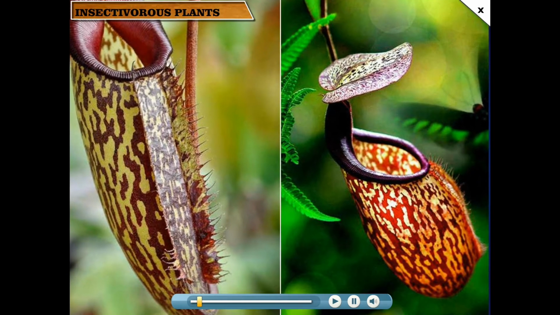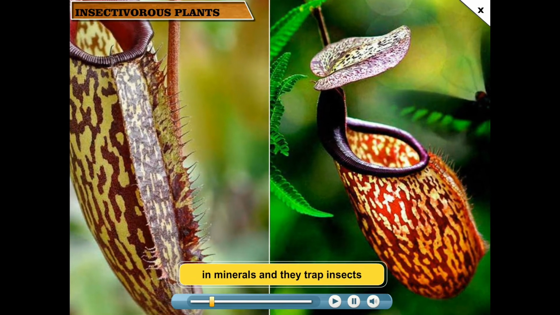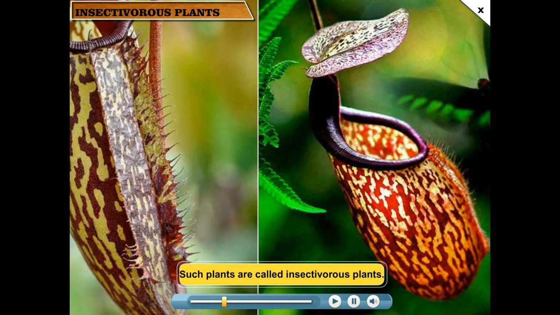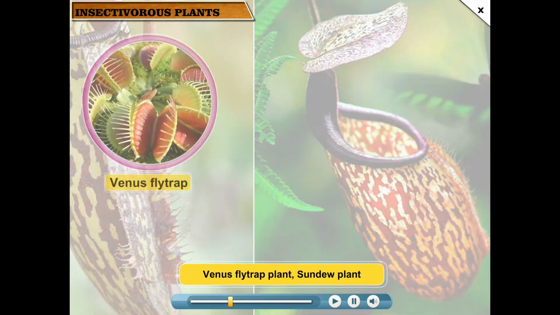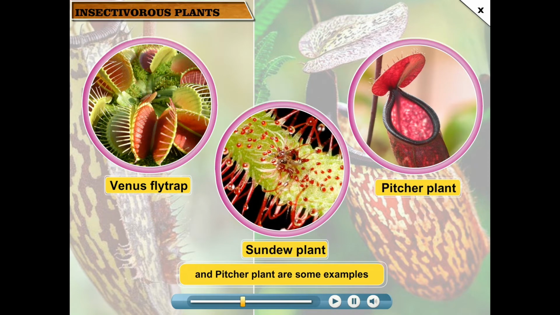Insectivorous plants. Some plants grow in soil that is poor in minerals and they trap insects and consume them. Such plants are called insectivorous plants. Venus flytrap plant, sundew plant, and pitcher plant are some examples of insectivorous plants.